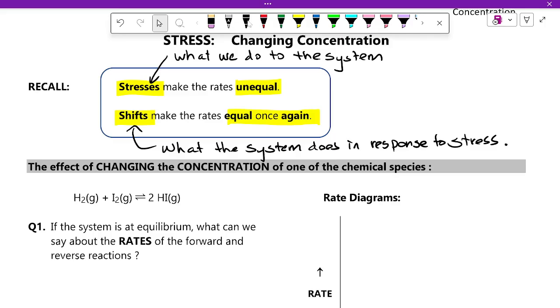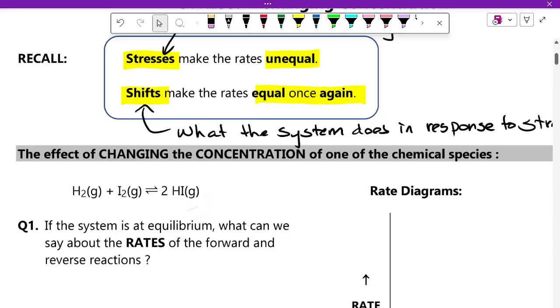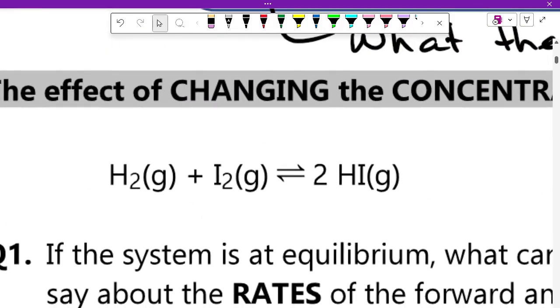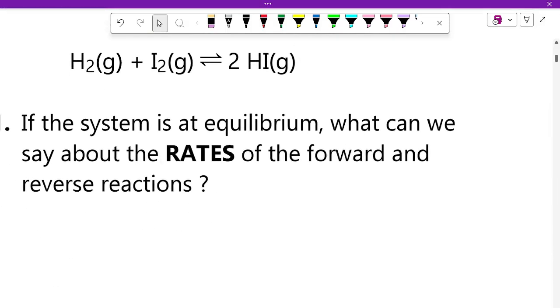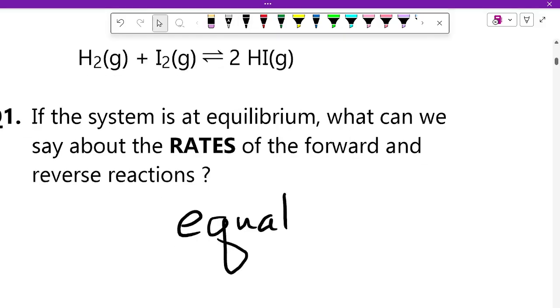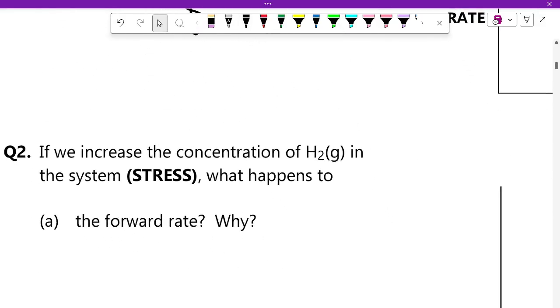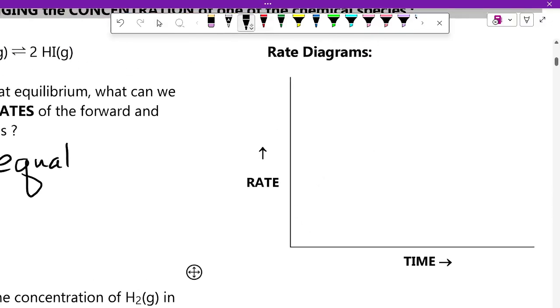If the system is at equilibrium, we have this H2 plus I2 gives 2HI. Everything's a gas. If the system is at equilibrium, what can we say about the rates of the forward and reverse reactions? They're equal. All right, so let's just draw what that looks like. So our forward rate and our reverse rate, they are equal.